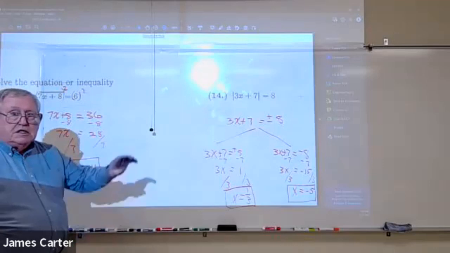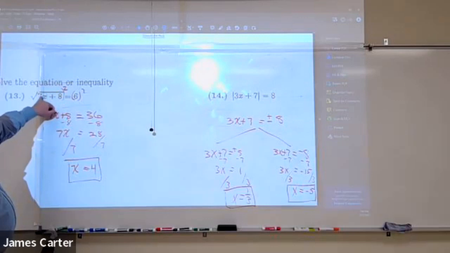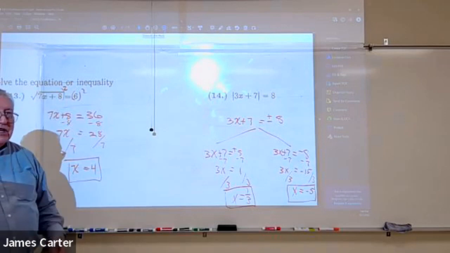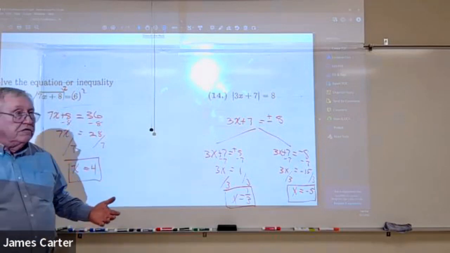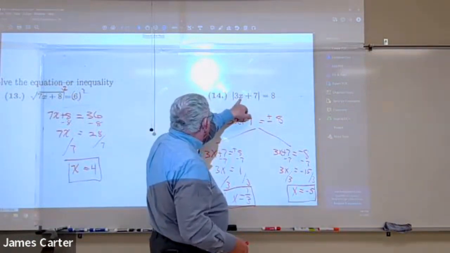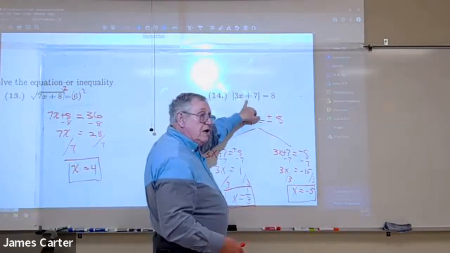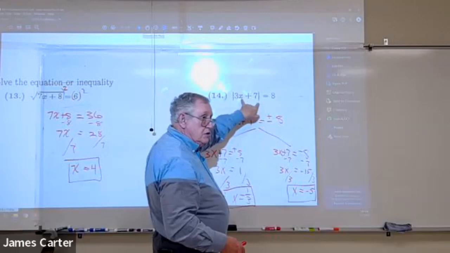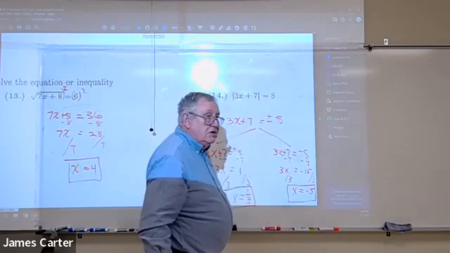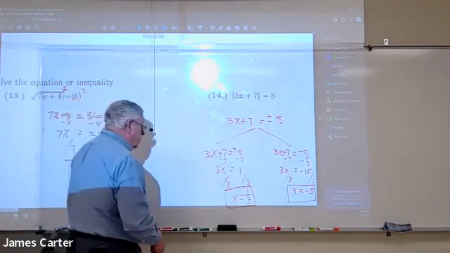We got to check these. Anytime it's absolute value, anytime it's square root, we got to check it. We actually didn't check this one. 28 plus 6. Yeah, that's a legitimate square root. You didn't get a negative square root is what you're checking for. Okay, over here, if we put the negative in here, we get negative 15 plus 7, that's negative 8. Well, is the absolute value of negative 8 equal to 8? Yeah, we're good. And this one, absolutely good. So, we're good either way.